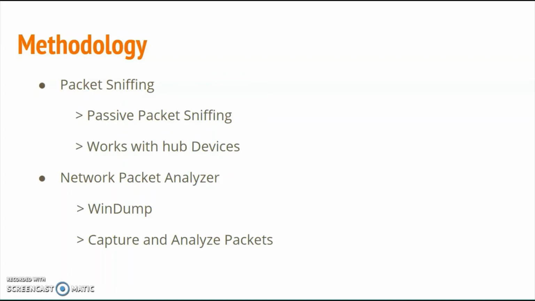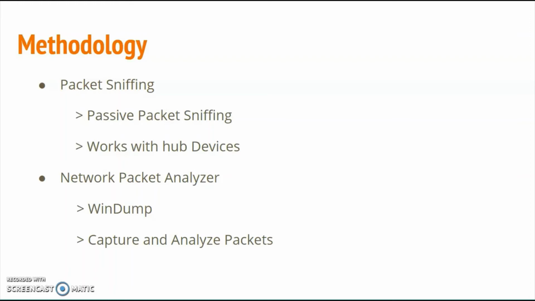So, first of all, packet sniffing. There were basically two approaches to packet sniffing. One was passive packet sniffing, the other one was active packet sniffing. Active packet sniffing deals with switches, and it is the one that interferes with the flow of our network packets. Passive packet sniffing, on the other hand, works for the hub devices, Ethernet hubs, and it does not interfere with the network flow. Since our project environment is simple, we'll be going with passive packet sniffing.